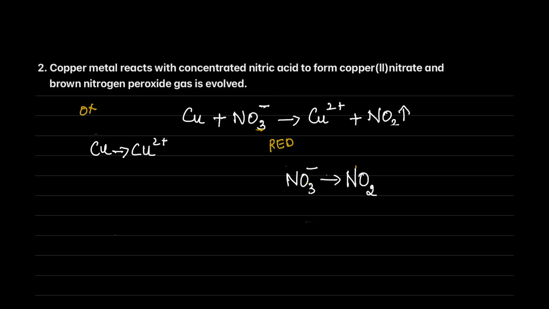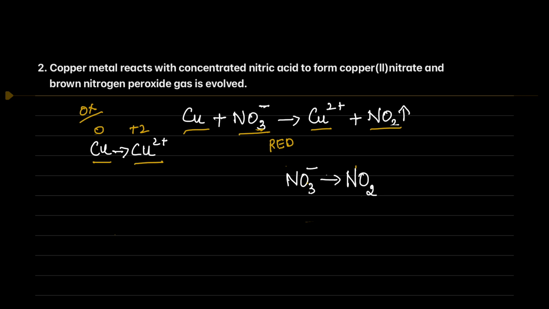Let us look at the next reaction. Copper metal reacts with concentrated nitric acid to form copper 2 nitrate and nitrogen peroxide gas is evolved. The unbalanced ionic equation for this is Cu plus NO3- giving rise to Cu2+ plus NO2. The two half reactions are, the first one is Cu giving rise to Cu2+. Here the oxidation number of copper increases from 0 to +2. Therefore, it is an oxidation half reaction.